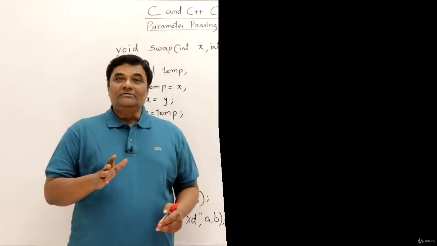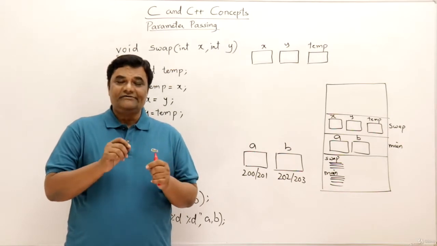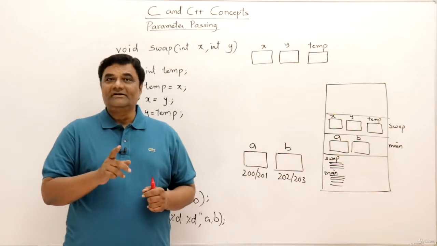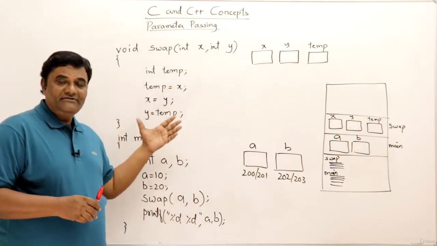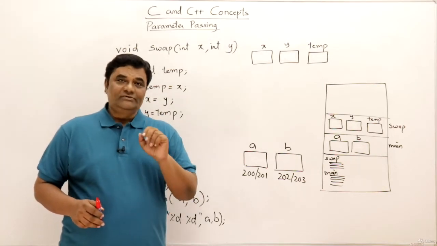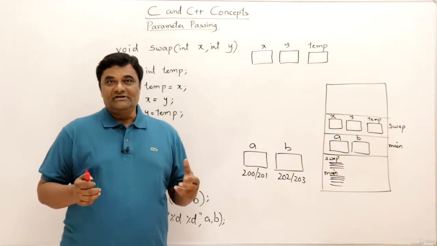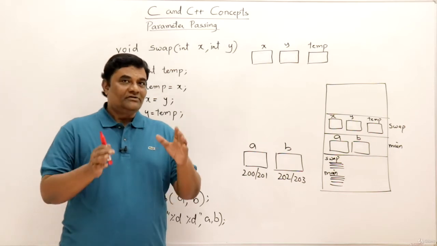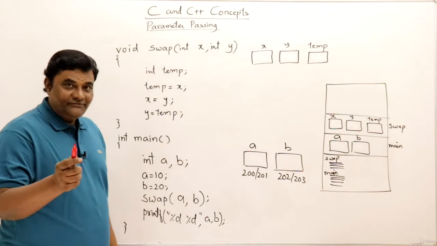Now let us look at call by address. In call by address mechanism, the addresses of actual parameters are passed to formal parameters, and formal parameters must be pointers. Any changes done inside a function will modify actual parameters. Now here we have to learn two things: how to write call by address and how it works. So remember, call by address uses pointers. Let me write down the syntax. You have to observe the syntax very carefully.